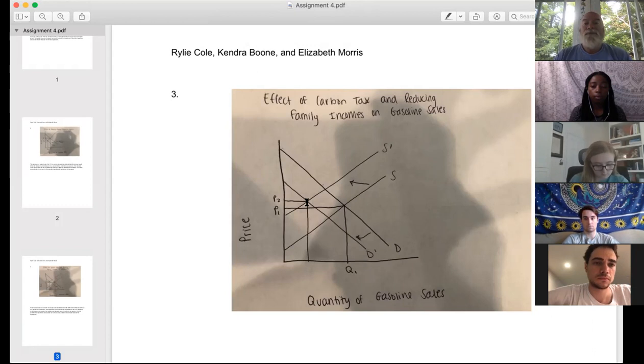Okay? The general rule is when you have two different curves shifting, you're only going to know for sure what happens to one of the two variables. It could be price or it could be quantity. In this case, it's the quantity, but it could be the other way around. And you won't be able to tell for sure what happens to the other variable. All right, any questions about that?